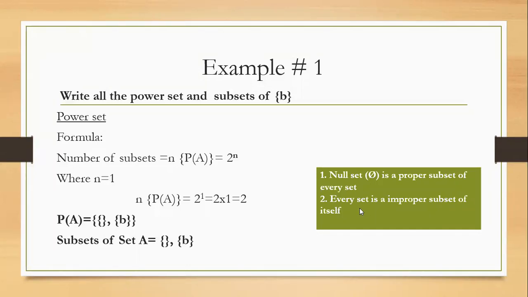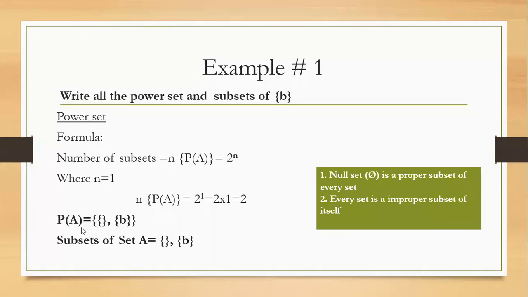Here you can see that every set is an improper subset of itself. Here you can see that the set contains the element B. That means every set is an improper subset of itself, so the second subset will be {B}. You have to copy down the element which is given in the question over here, and the curly brackets close.